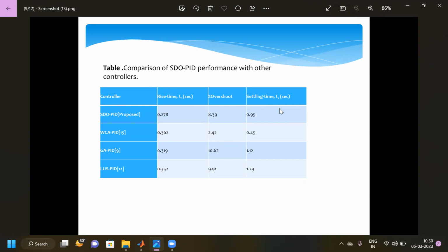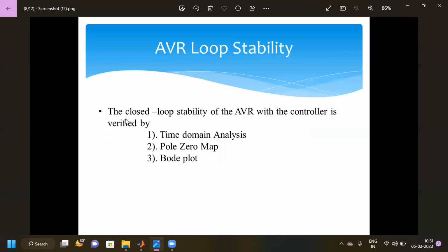Okay, the settling time is also less, and the water cycle algorithm also has a less settling time. Compared to this, the rise time is less in the SDO controller, so we can say that in the time domain analysis, Simulink design optimization is the best controller because it can stabilize the system in less time compared to other controllers. Next, we'll move to the pole zero map.